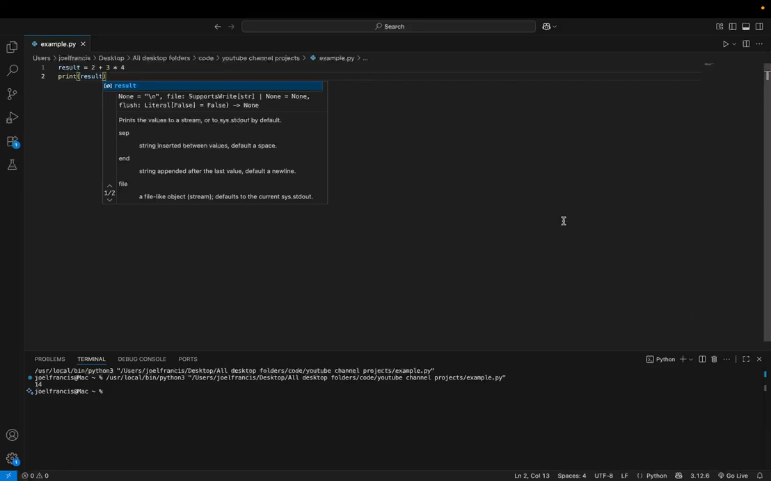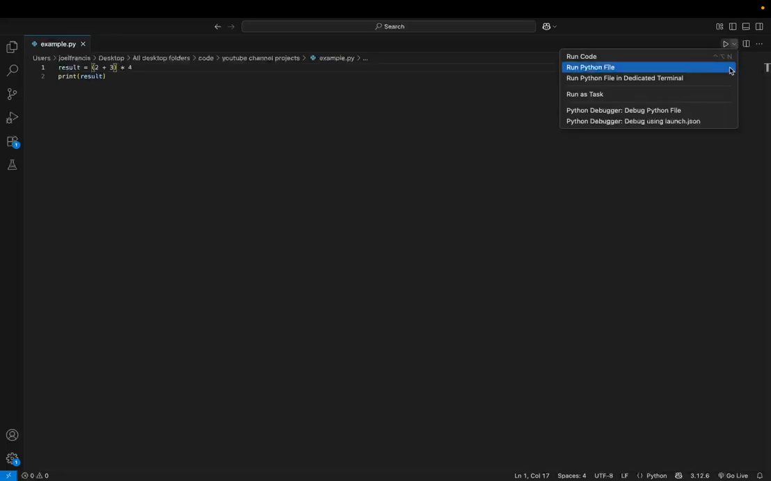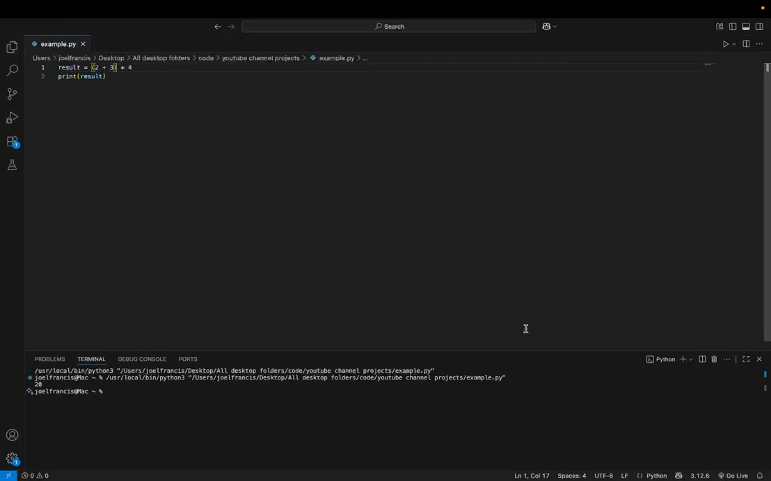Then we can make result equal parentheses 2 plus 3, and then after that parentheses 2 plus 3, make it times 4. Okay, so the first time we got 14, and we can see here the second time we get 20. Using parentheses can change the order of operations to get the result you want.